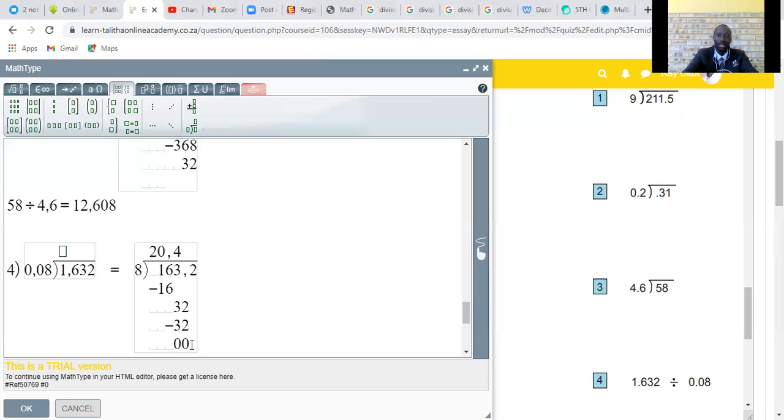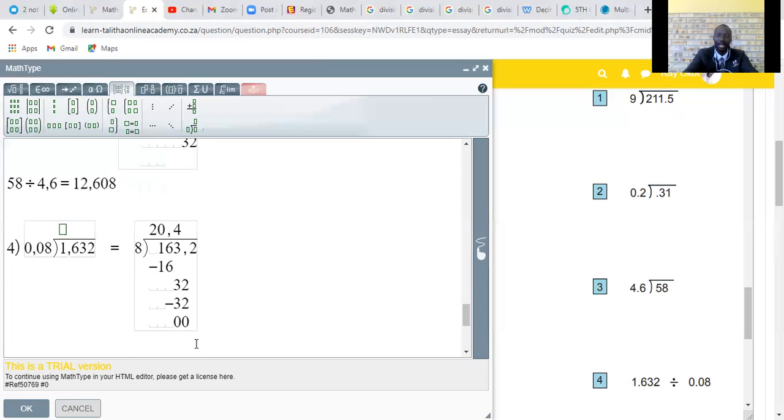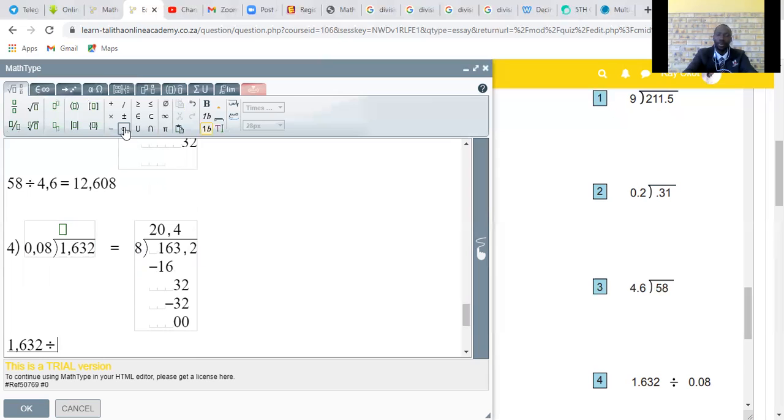And we just conclude. What is our conclusion then? Well, our conclusion is that 1.632, when it is divided by 0.08, what we get is 20.4. So yes, this is how the calculation moves on.